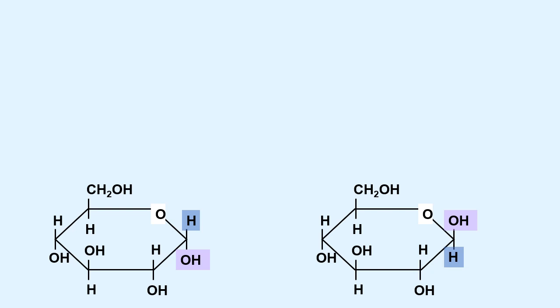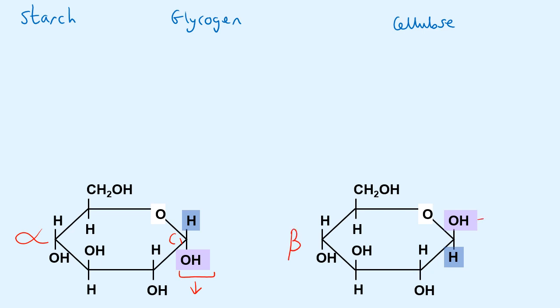We are going to talk about starch, glycogen, and cellulose. And starch, glycogen, and cellulose are all made up of the monosaccharide glucose. But remember, we've got 2 forms of glucose. We have got alpha glucose, where the OH group points down on carbon 1, and we have got beta glucose, where the OH group points upwards on carbon 1.